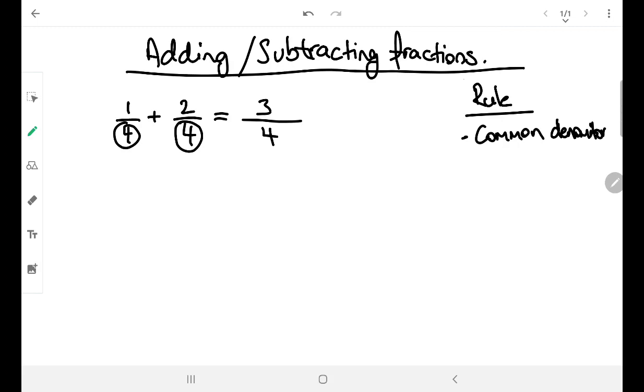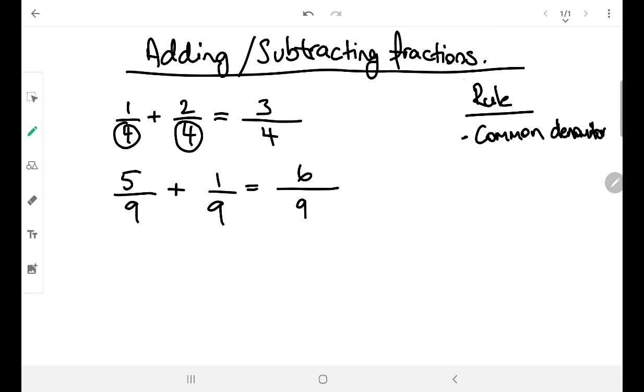So let's do another question just quickly, to keep things a bit simple. You've got 5/9 plus, let's go with 1/9. Again, we'll look at our rule. Do we have a common denominator here? Yes, we do. So we just add the top numbers up. So it's going to be 6/9.